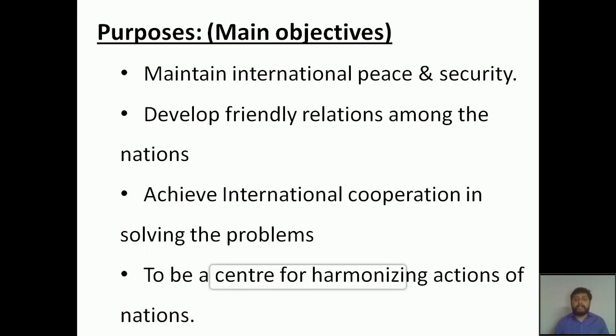Next one, to be a center for harmonizing actions of nations. So it has to function as an organization, as an agency for harmonizing actions of nations. If some actions of some nations are hurting the other nations, there the United Nations will be functioning as a mediator. So to become a medium for solving the problems between the nations. So these are the main objectives of United Nations.